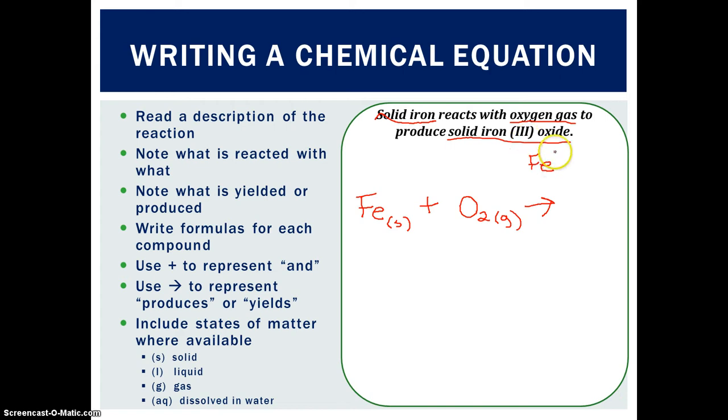Fe, then the 3 tells me the charge, O2 minus. When I swap and drop, I get Fe2O3. And then, again, it tells us it's solid, so I can include the little s to indicate that it's solid.